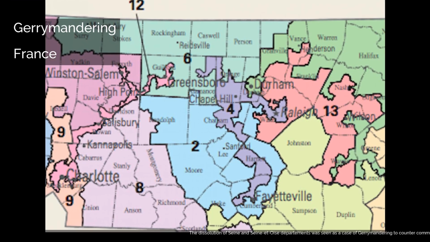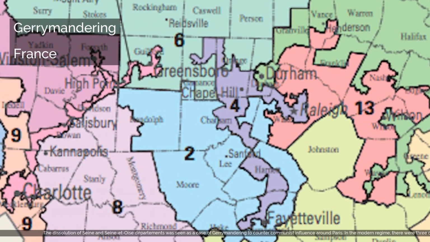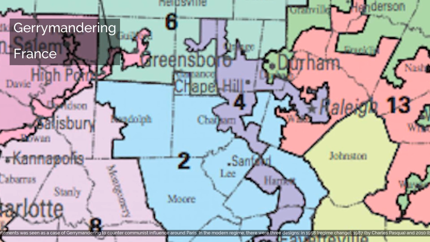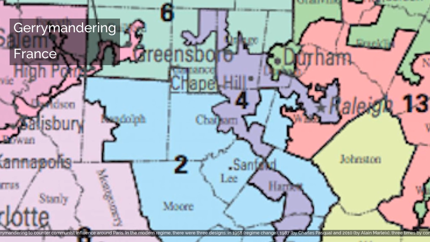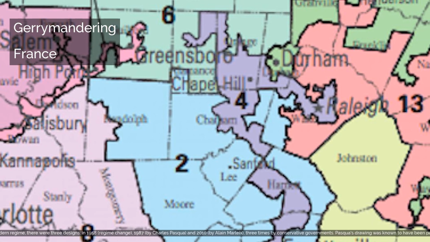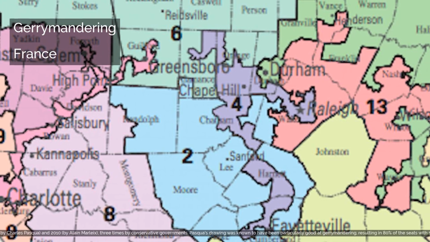The dissolution of Seine and Seine-et-Oise departments was seen as a case of gerrymandering to counter communist influence around Paris. In the modern regime, there were 3 designs: in 1958, regime change, 1987, by Charles Pasqua, and 2010, by Alain Marleix, 3 times by conservative governments.